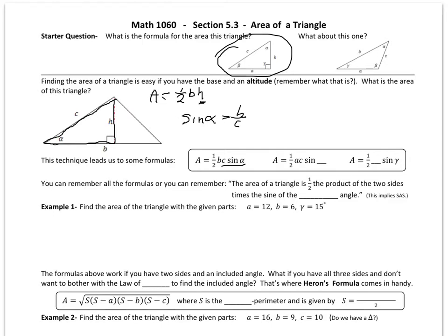Now we can apply that to all of our angles. So if it's 1/2 BC sine alpha, then it's going to be 1/2 AC sine beta, good, and then it's 1/2 AB sine gamma. Okay? So you can remember all the formulas, or you can remember the area of the triangle is half the product of the two sides times the sine of the included angle.